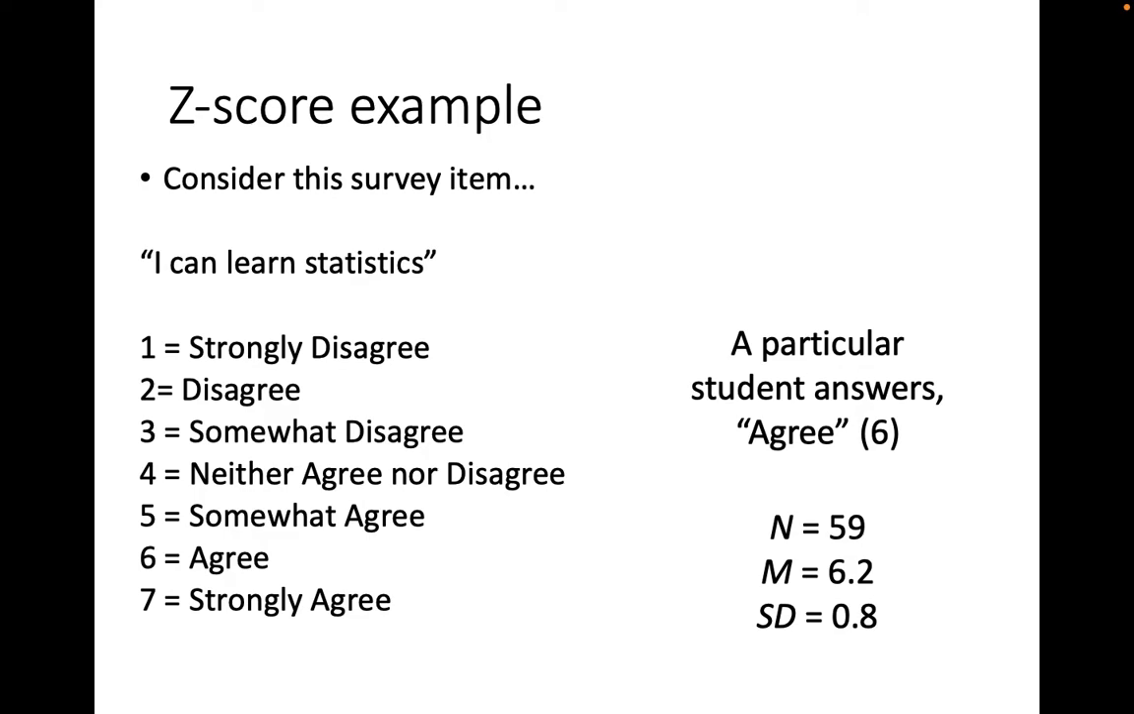Okay, well, what if we know the mean and the standard deviation from a sample of 59 students that were given the same statement and asked to make their own rating. Well, with the mean and the standard deviation, we can see that this student scores a little bit below the mean. The mean is 6.2. So we can say that their score is lower than average.